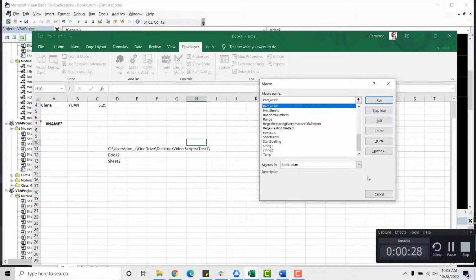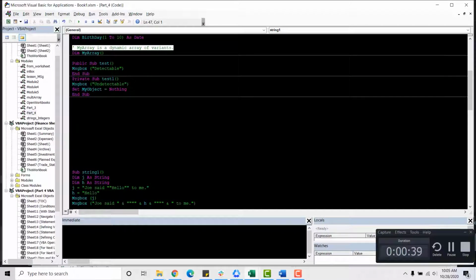When you're using a private sub, it is only ever usable within the module. When you have a public sub, which by the way is the same as a normal sub, it is accessible in multiple modules and within the macros window. We would use this in order to save memory. The less that Excel has to think about and remember, the faster our code is going to run.